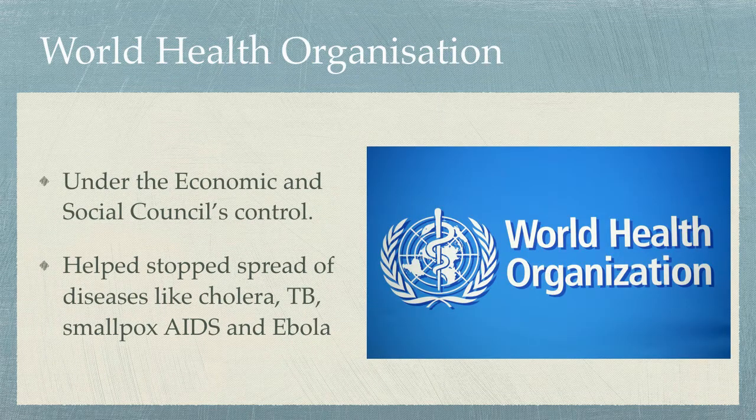So, underneath these organizations operate specialized agencies. For example, underneath the Economic and Social Council are organizations like the WHO, or the World Health Organization, who really came to the public eye in 2020 with the COVID-19 global pandemic. And this organization was responsible for stopping the spread of diseases like cholera and TB, smallpox, AIDS, and Ebola.